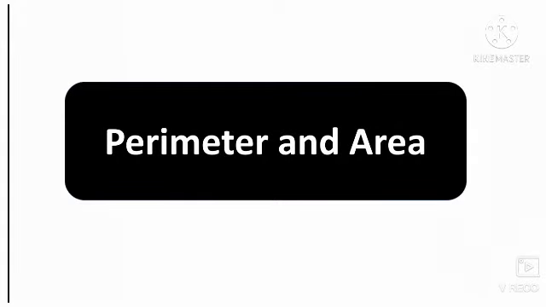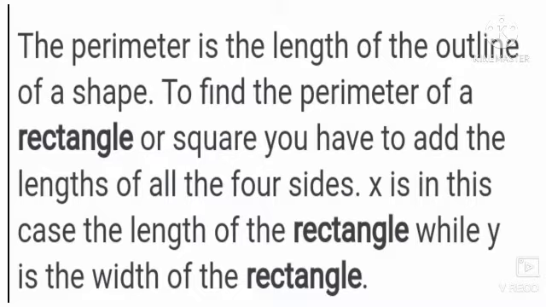Perimeter and area. The perimeter is the length of the outline of a shape, that is the total length of the boundary. To find the perimeter of a rectangle or square, you have to add the lengths of all the four sides. X is in this case the length of the rectangle, while Y is the width of the rectangle. Then what is the perimeter of the rectangle? Yes, it is 2x plus 2y.